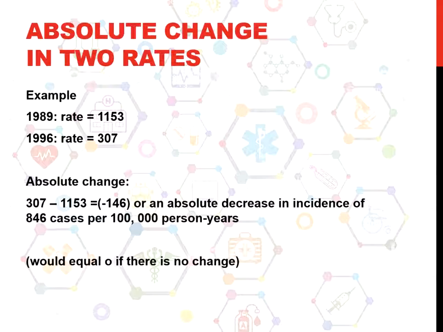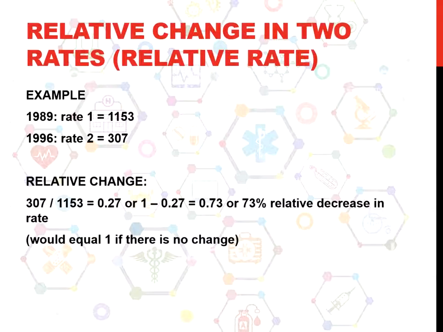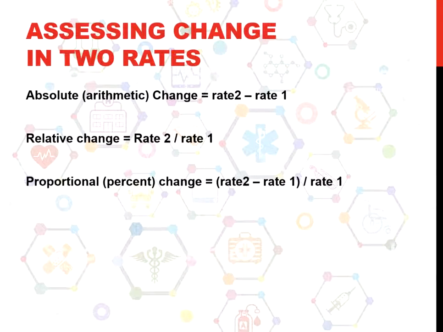Okay, so dito na tayo. So, absolute change in two rates. So, ito yung sa kung gaano katagal. Then, yung ating oras na nandun. So, 307, 1153. So, negative 846 or absolute decrease in incidence of 846 per 100,000 person-years. Okay, so don't mind these slides. Hindi natin yan isasama.